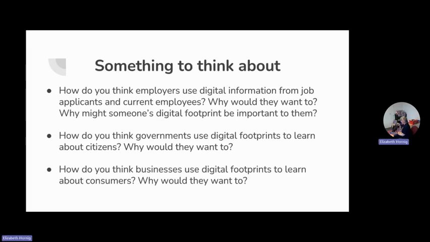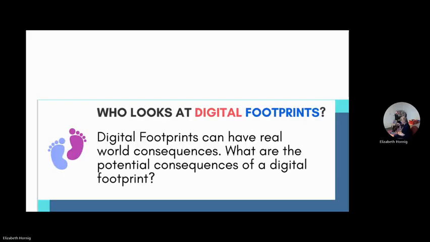Digital actions online can have real-world consequences. A consequence is something that happens after we do something. A consequence can be good or bad. Many of these consequences are potential consequences. Potential means something could happen, but it doesn't always happen. Consequences can be both negative or positive.